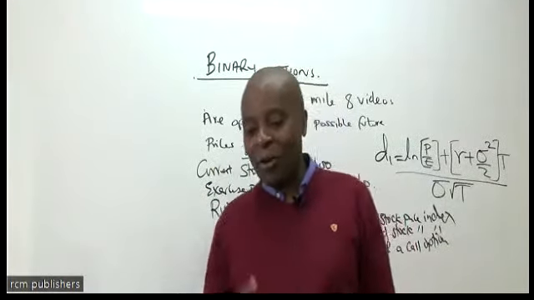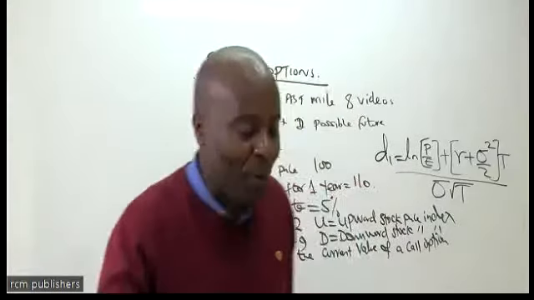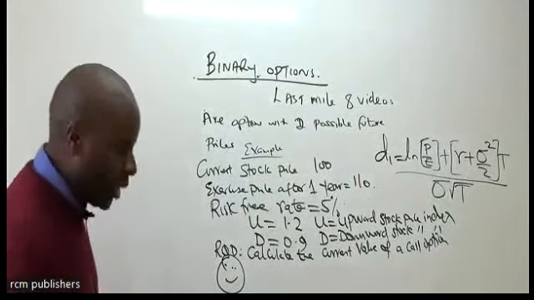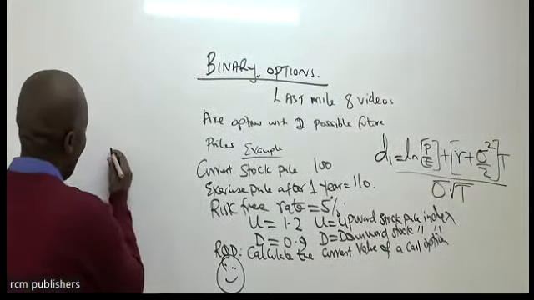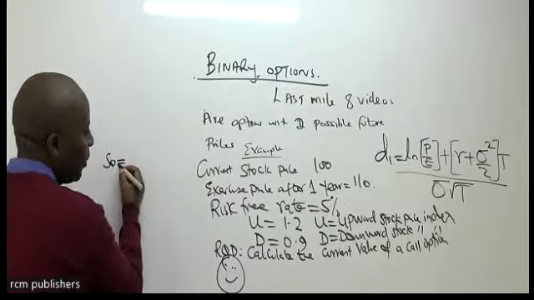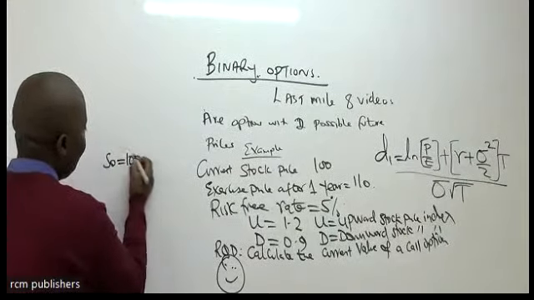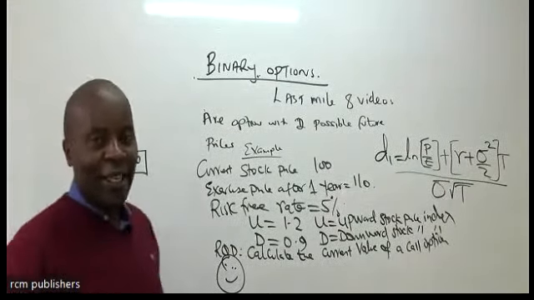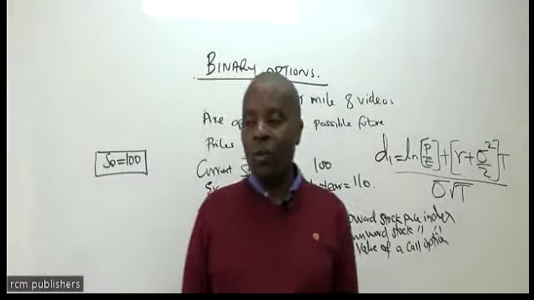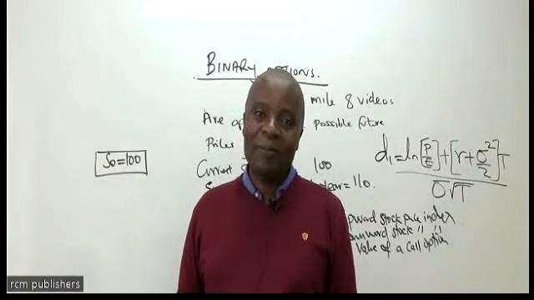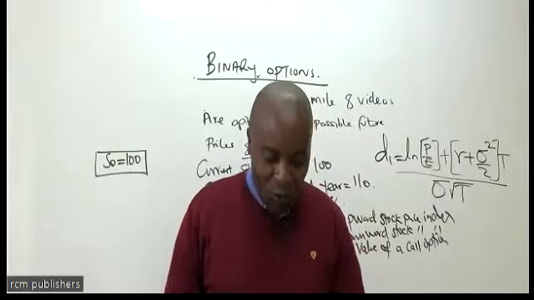And if it's binary options, I'm going to draw a probability tree. This is how my probability tree will start to look. So the S0 in this case will be 100. S0, 0 means today, the current price. Now, today's price is 100.